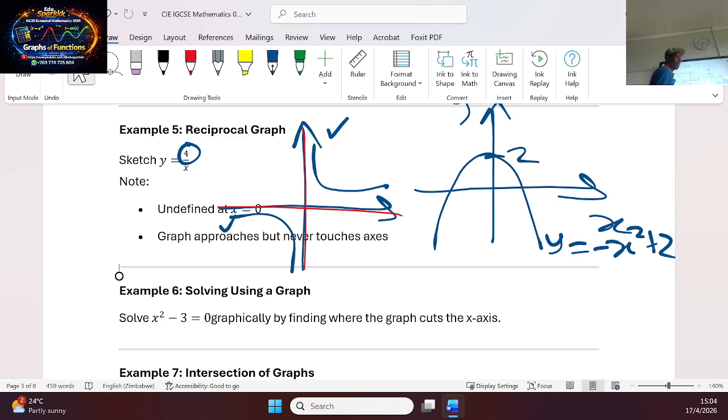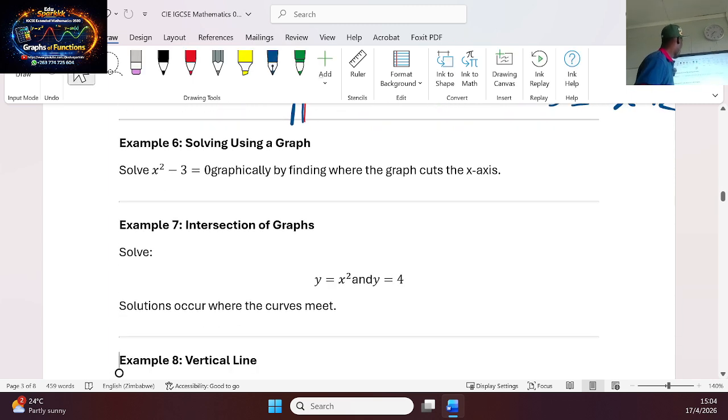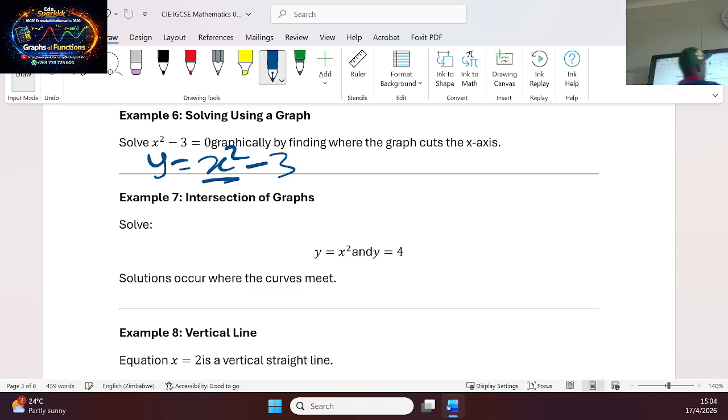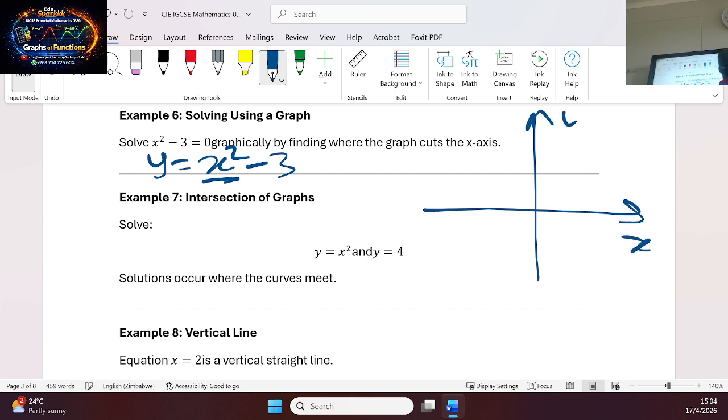Right, so moving on, we might be interested in solving using a graph. If we are given that equation and we want to solve it graphically, we will rewrite it as y equal to x squared minus 3. As you can see, this is a parabola. So if I'm to sketch that parabola, it will give me a picture like this. I've dropped it 3 units downwards, so somewhere where it's minus 3. So it's a curve more like this.